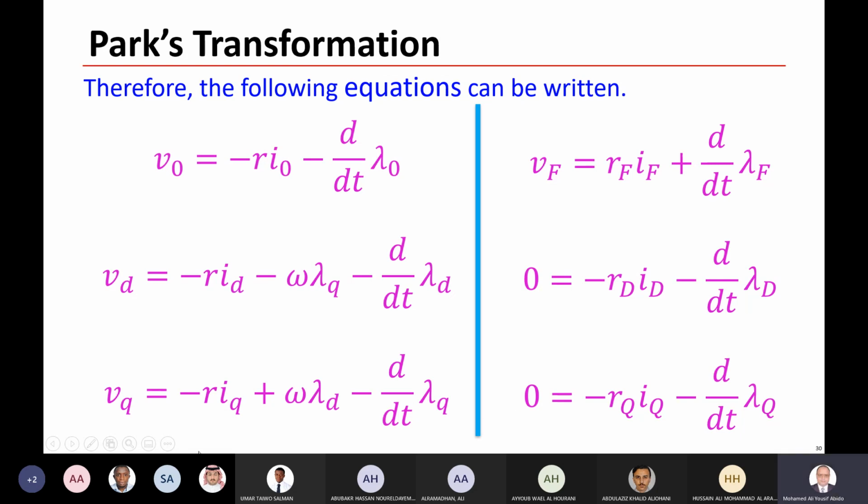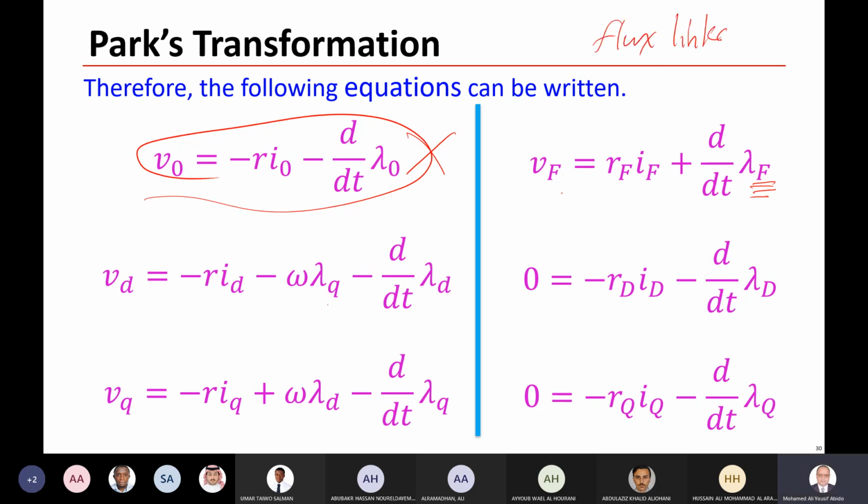So how many equations do we have now for this? This is, let us say, fifth order. If we remove this equation, and let us remove this equation, and if it is balanced, this is isolated. In this case, you have a fifth order model of the synchronous machine. This is called the flux linkage model.